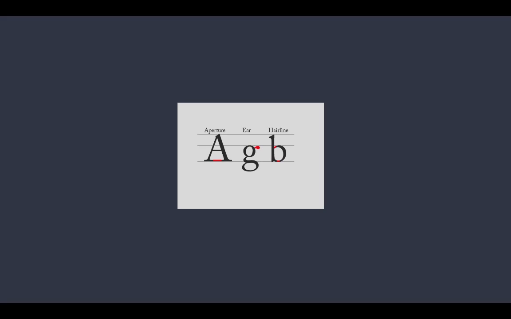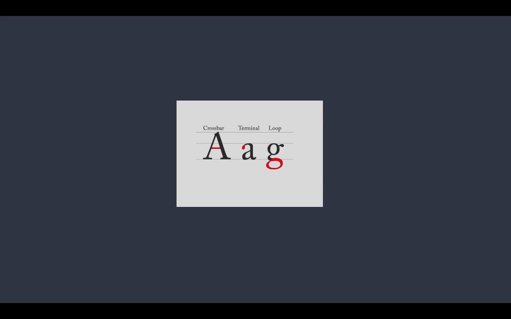An ear is a decorative extension on a letter, as highlighted on the G right here above. Hairlines are the thinnest part of a serif typeface. The small parts on this B are an example. Crossbars are horizontal strokes, and we can see this on the uppercase A above, and think about an H. Terminals are only found in serif characters and are at the end of any line that doesn't have a serif. And loops are found on lowercase g characters and can be fully closed, and sometimes they can be partially closed.